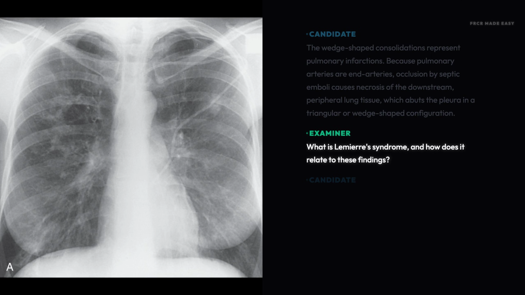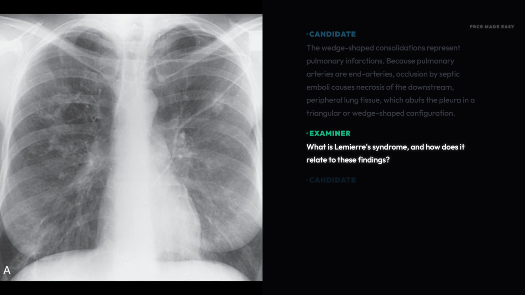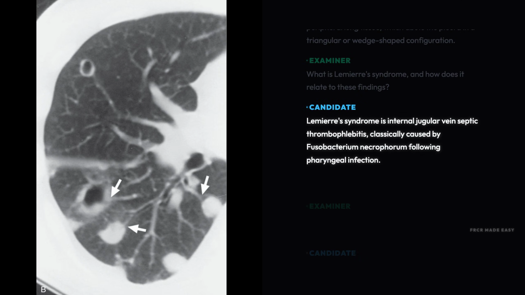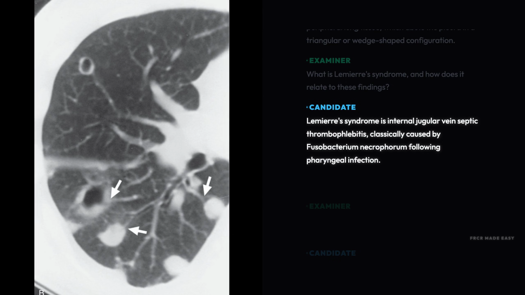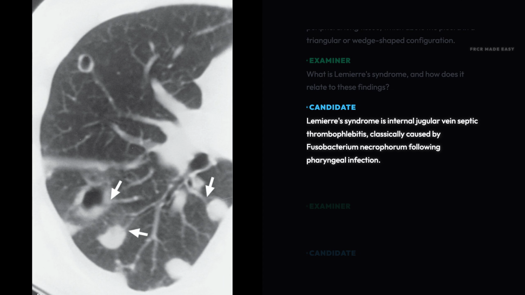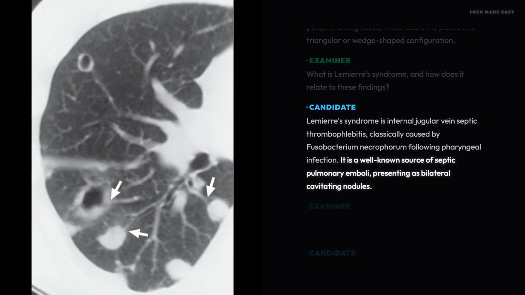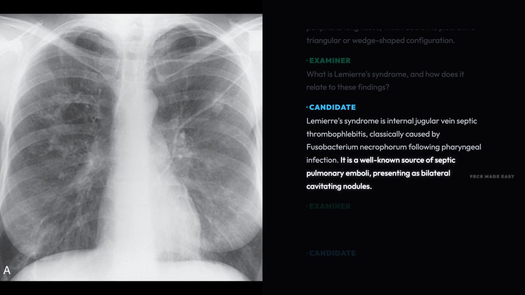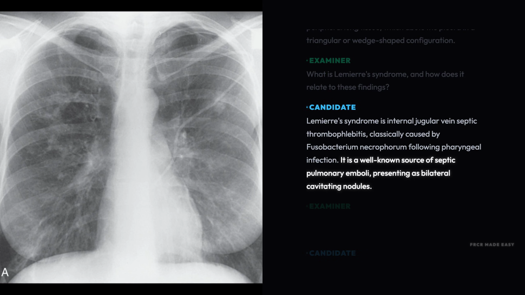What is Lemierre syndrome and how does it relate to these findings? Lemierre syndrome is internal jugular vein septic thrombophlebitis, classically caused by Fusobacterium necrophorum following pharyngeal infection. It is a well-known source of septic pulmonary emboli, presenting as bilateral cavitating nodules.